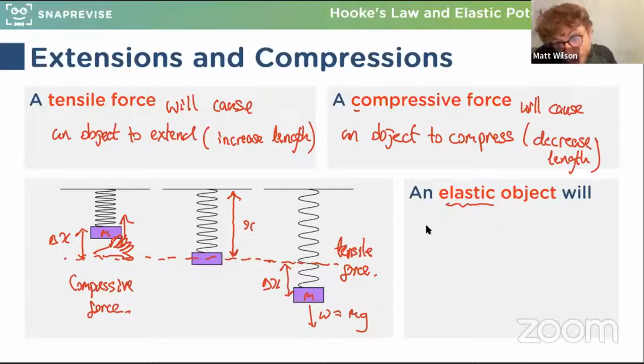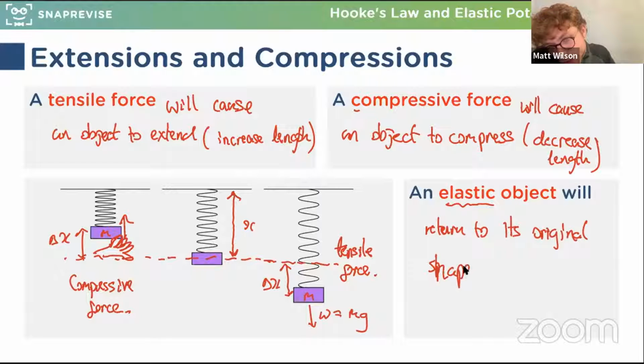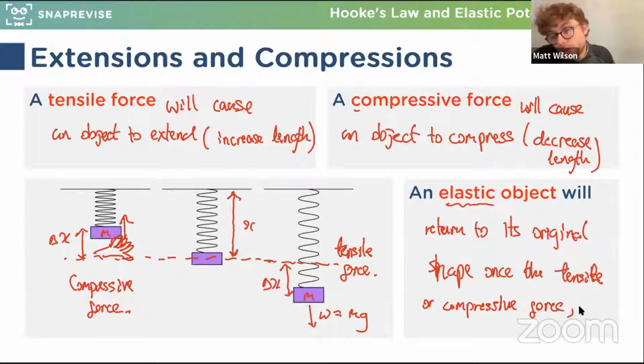So an elastic object is an object which will return to its original shape once the tensile or compressive force is let go, in other words, is removed. So I stretch the spring and then I let go. Does it return back to its original shape afterwards? If it does, we call it elastic. Okay, good.